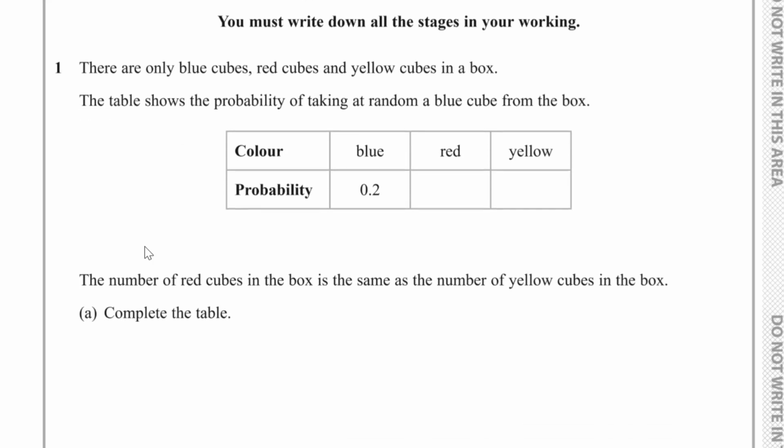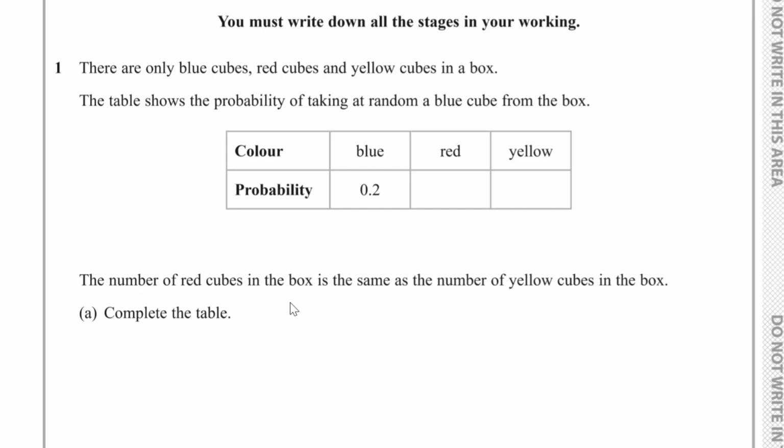Question 1. There are only blue cubes, red cubes and yellow cubes in a box, and the table shows the probability of taking at random a blue cube from the box. We see the probability of selecting a blue is 0.2. The number of red cubes in the box is the same as the number of yellow cubes in the box. We have to complete the table.